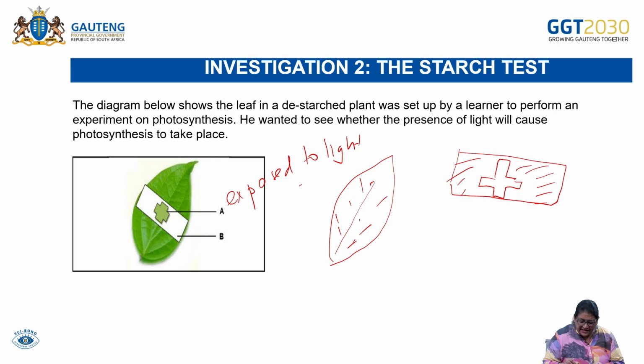Part B is the covered part of the foil. It is the foil itself, so it's covering the leaf, with no exposure to light. Only that part is covered. The other parts are exposed to light, that part and that part.